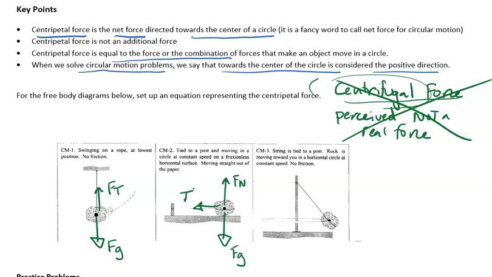Tension pulling to the left. This one right here, there's no friction on this one, so I have tension right here. And FG right here. Cool.